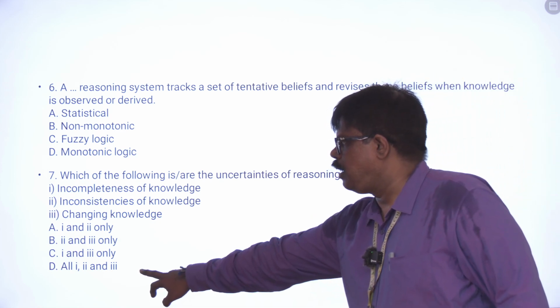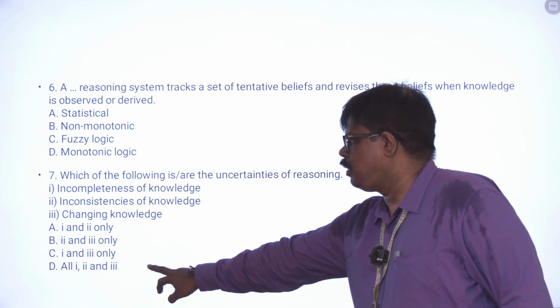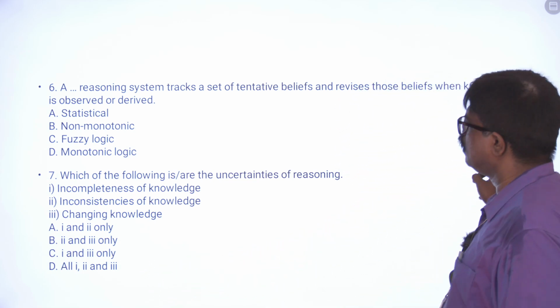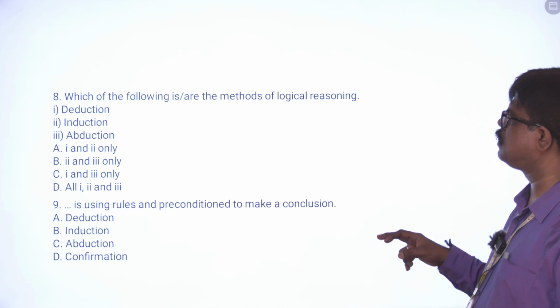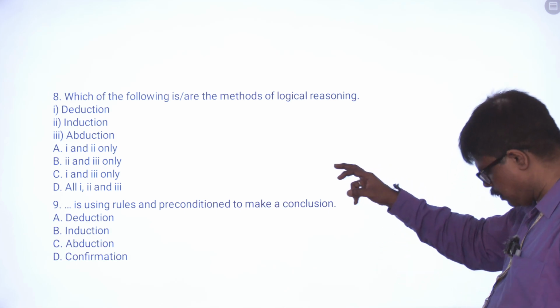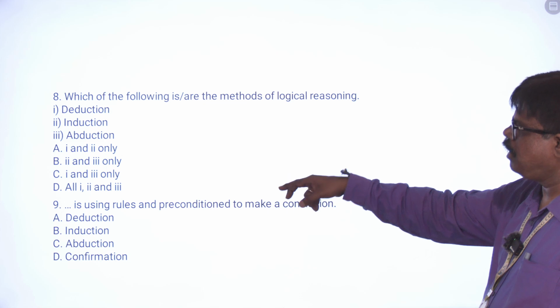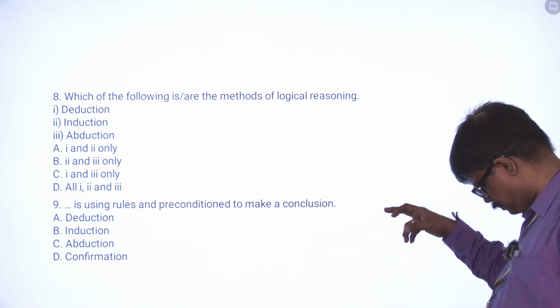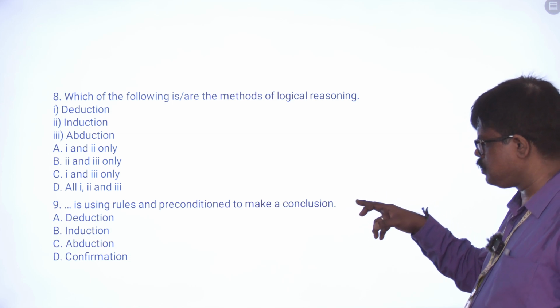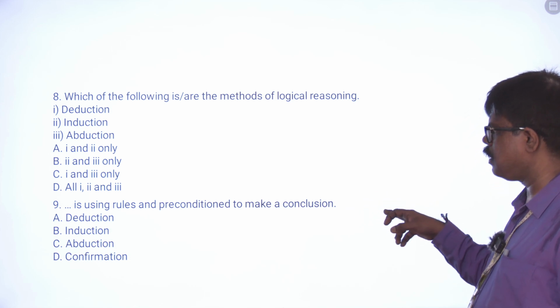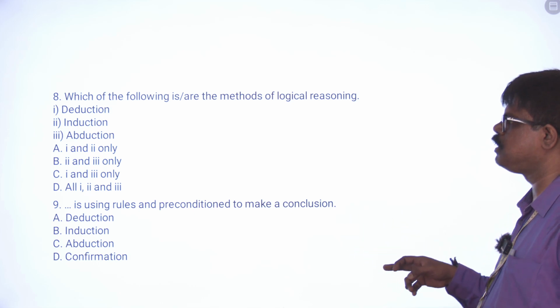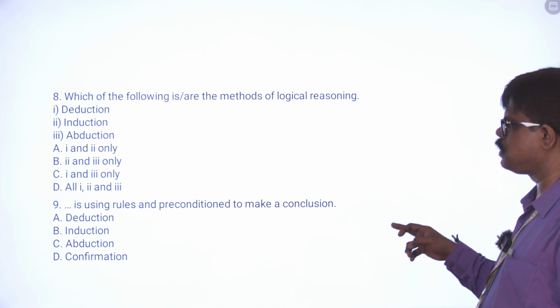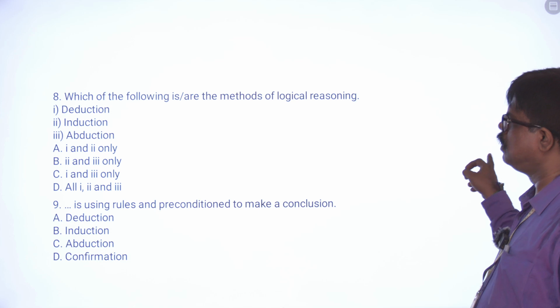All, 1, 2 and 3. Next one is which of the following are the methods of logical reasoning? Deduction, induction, or abduction. So the solution is D, all the three: deduction, induction, abduction. And ninth one is using the rules and preconditions to make a conclusion. The solution is deduction: deduction is used for using rules and preconditions to make a conclusion.